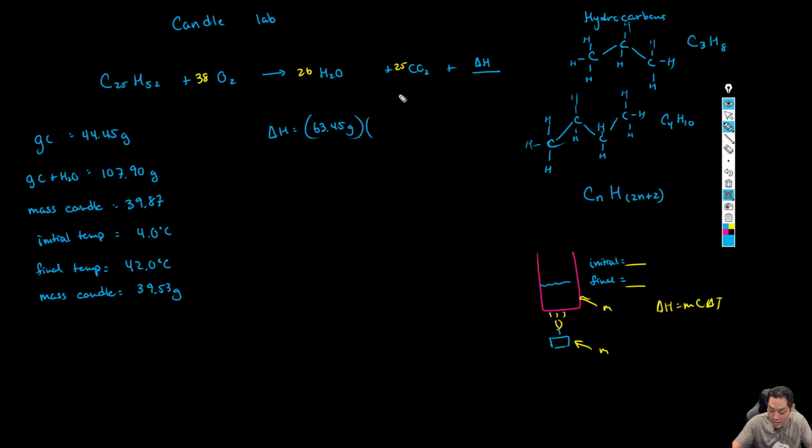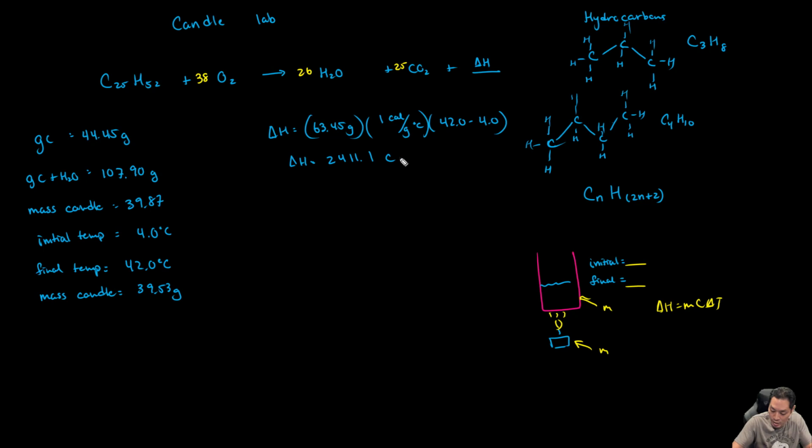The C, the specific heat of water, is 1 calorie per gram degree Celsius. And the change in temperature, it went from 4 to 42. So final, 42.0 minus initial, 4.0. And I'm going to subtract those two. 40, oh, it's 38. But anyway, now I'm going to multiply across. So 38 times 63.45. And I get a delta H of 2411.1 calories. And I believe this is little c.